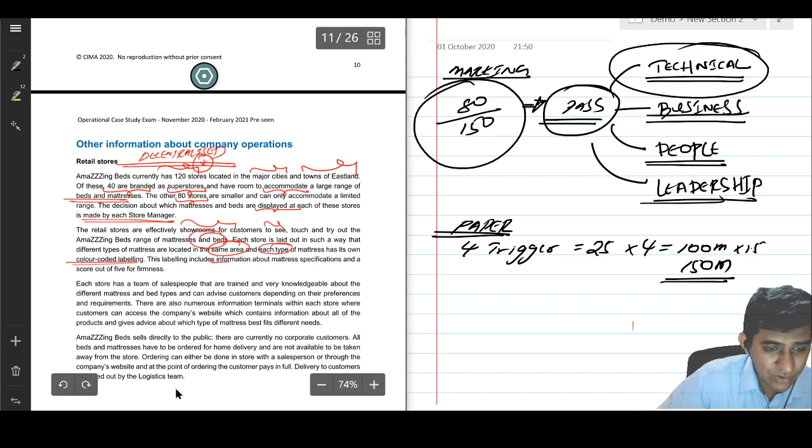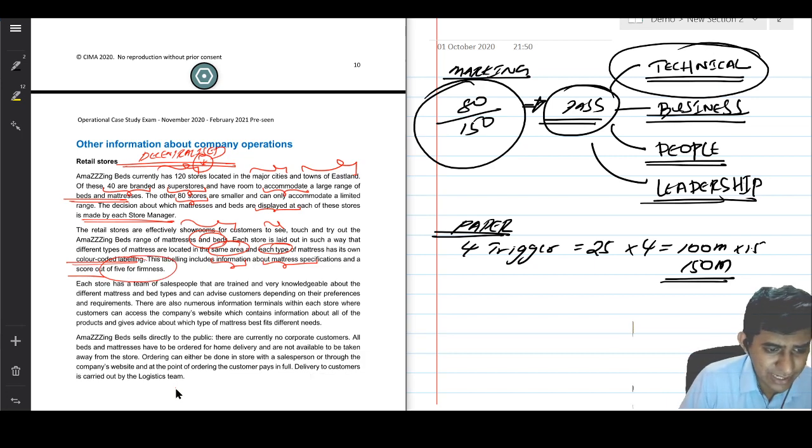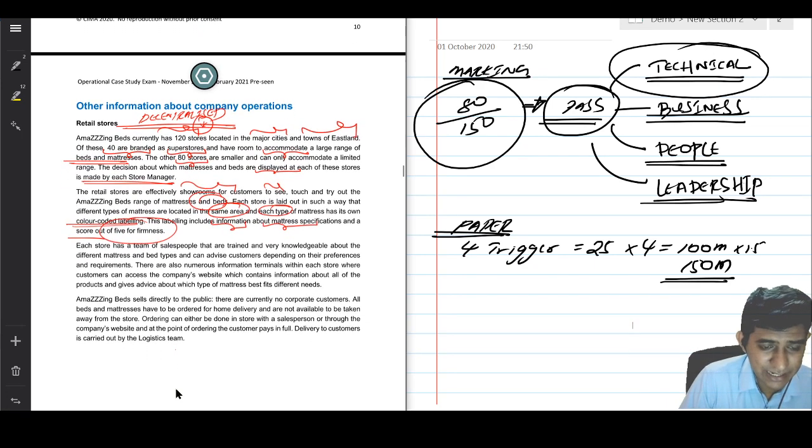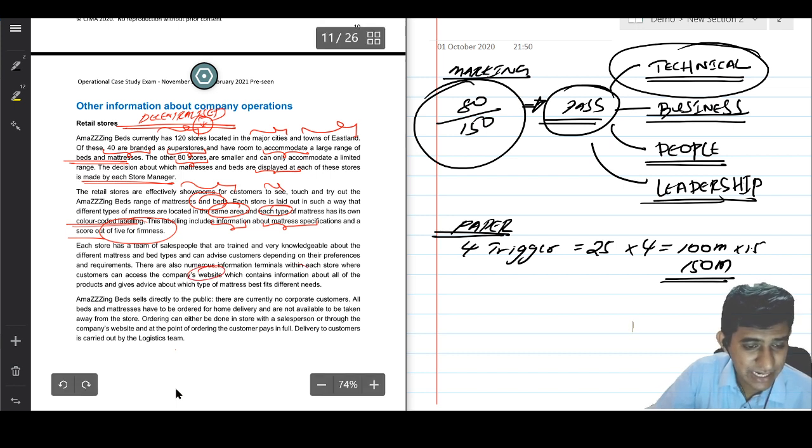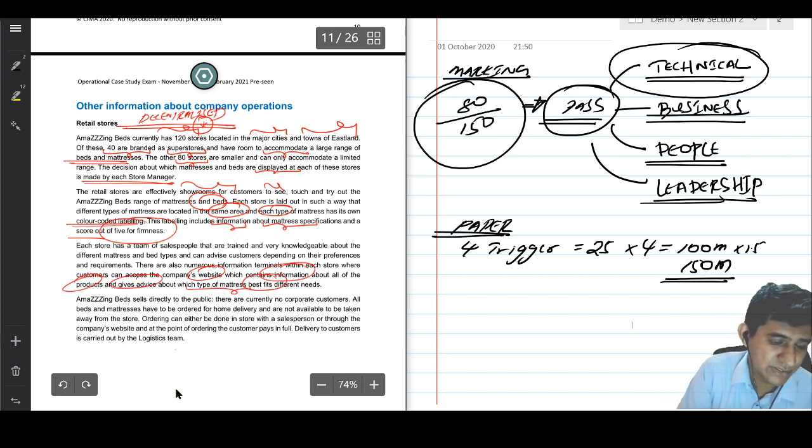This labeling includes information about the mattress specification, scored out of 5 for firmness. Each store has a team of salespeople who are trained and very knowledgeable about different mattress and bed types, and can advise customers depending on their preferences and requirements. There are also numerous information terminals within each store where customers can access the company's website, which contains information about all products and gives advice about the type of mattress that best fits different needs.